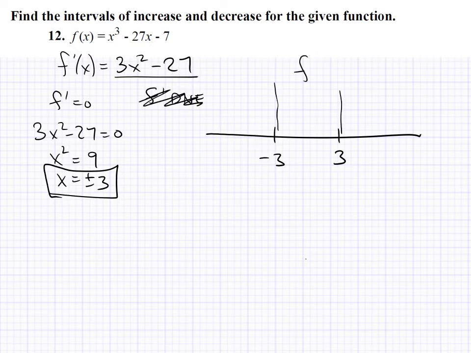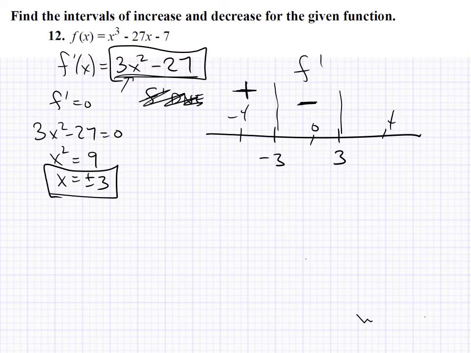And I'm going to look at the derivative. So I'm going to plug in negative 4, 0, and 4 into the derivative, and I'm going to see what happens. Well, if I plug negative 4 in here, I'm going to have 16 times 3, which is bigger than 27, so minus 27 would give me a positive. I'm going to plug 0 in, which would give me 0 minus 27, which would give me a negative. Then I'm going to plug 4 in, it's going to be the same thing as negative 4, it's going to give me a positive. So what this tells me is that my function is increasing, then decreasing, then increasing.